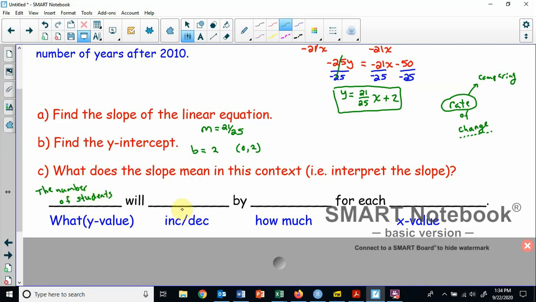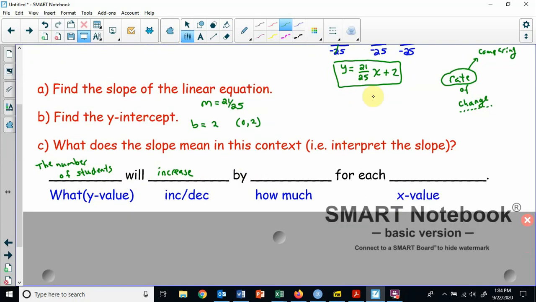Okay. Well, now let's look at the slope. Is this a positive slope or a negative slope? Okay, that's a positive slope, so that means that the number of students will be increasing, so we'll increase by, now how much will it increase by? 21/25.